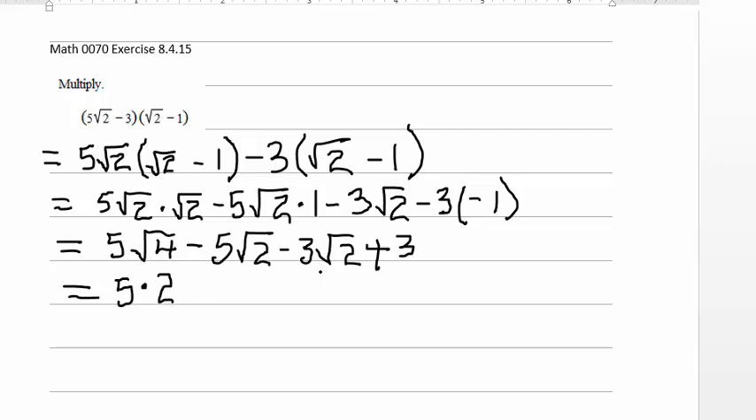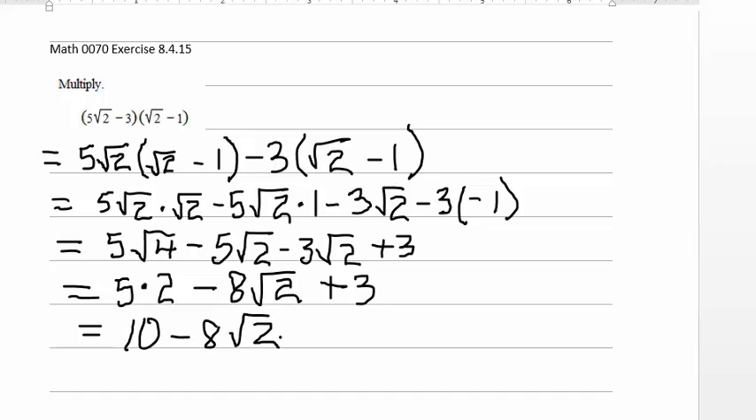And I can combine negative 5 square root of 2 with negative 3 square root of 2 to get negative 8 square root 2. Then I add 3. Well, 5 times 2 is 10. And 10 plus 3 is 13.